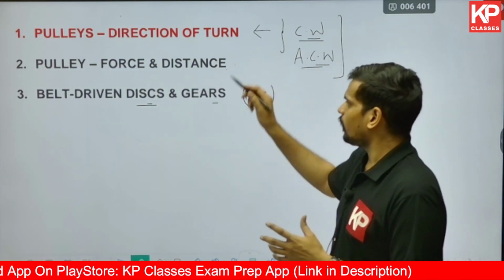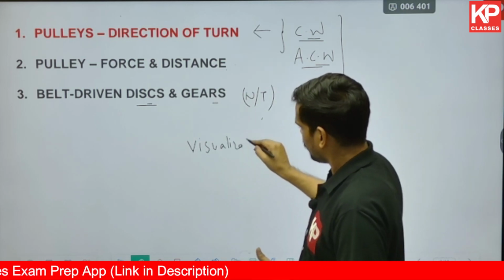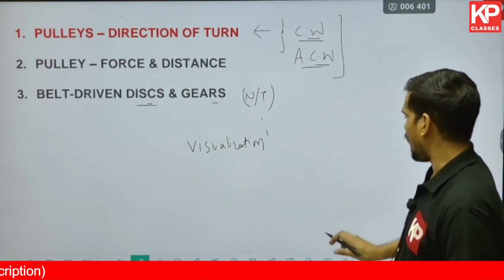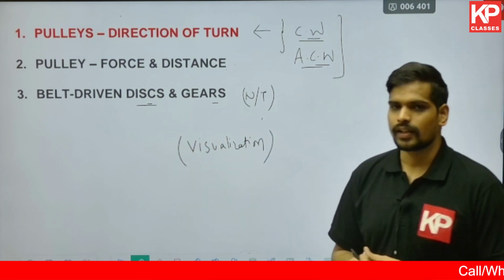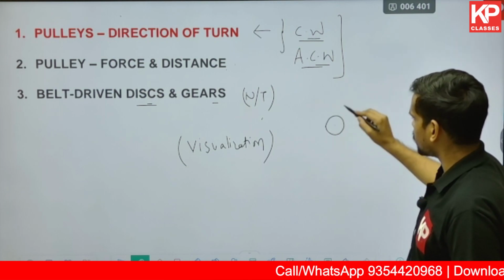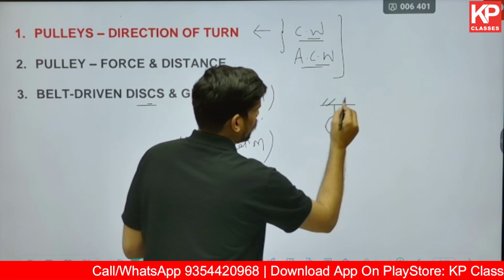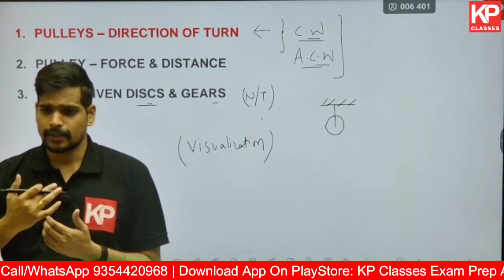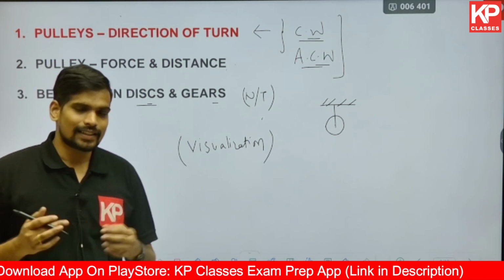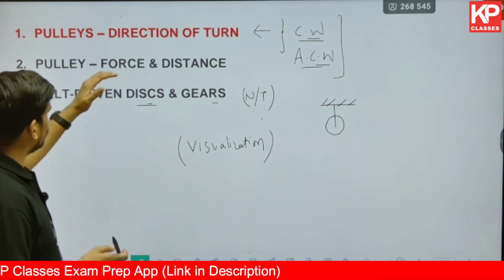As I told you, this is more of a visualization and understanding the direction of turn. In pulleys, there is nothing as such with respect to mathematical calculations involved in it. So for instance, let us say this is a fixed pulley which is fixed to a rigid support, the ceiling. Now there are types of pulleys, fixed and movable pulleys. We'll study about that in the force distance calculation, because as far as direction of turn is considered, that doesn't make a huge difference. Understanding the types of pulleys and pulley systems, we'll look into that in the second part.